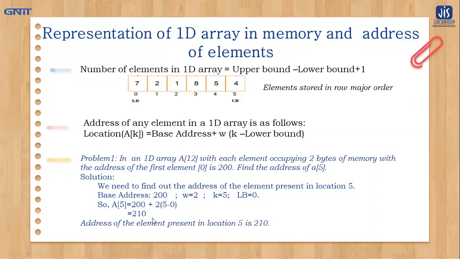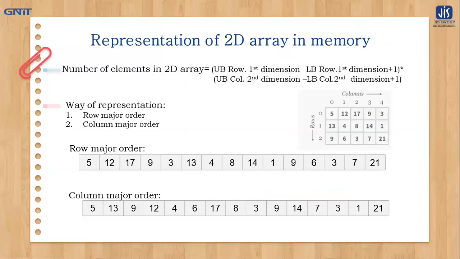Okay. And for a one dimensional array, the elements are stored row wise. Elements are stored row wise. So we are storing the data row wise, so we can find it out very easily. Next, we are moving to the representation of 2D array.